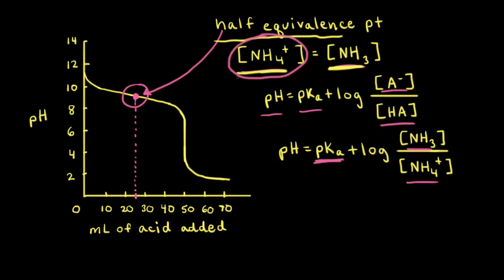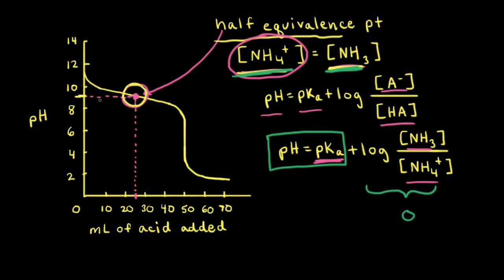And because the concentrations of ammonium and ammonia are equal at the half-equivalence point, the ratio of their concentrations is equal to 1, and the log of 1 is equal to 0. Therefore, at the half-equivalence point, the pH is equal to the pKa value of the weak acid. So if we wanted to find the pKa value for the ammonium cation, we would find the half-equivalence point, and we'd draw our dotted line over to where that intersects on our y-axis, and whatever pH that is, that's the pKa value of ammonium. So in this case, it looks to be a little bit over 9 as a good estimate for the pKa value of the ammonium cation.